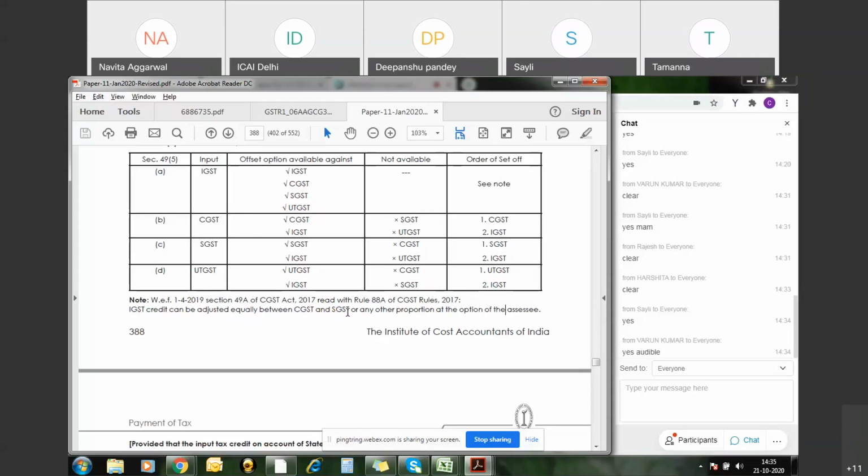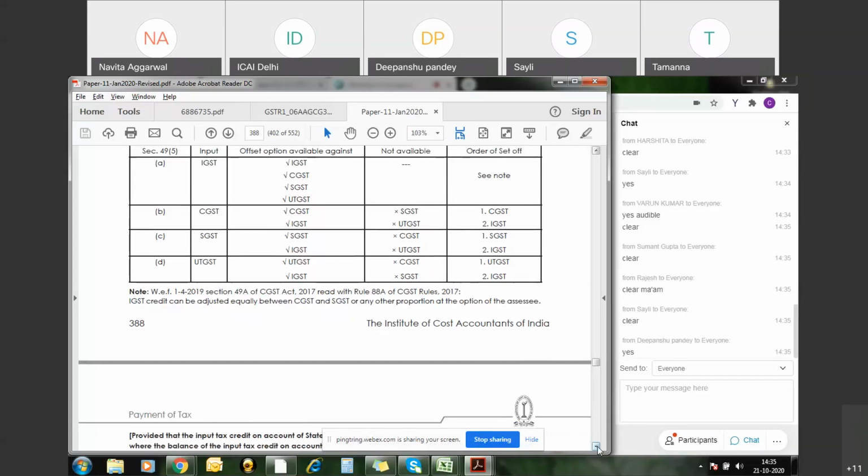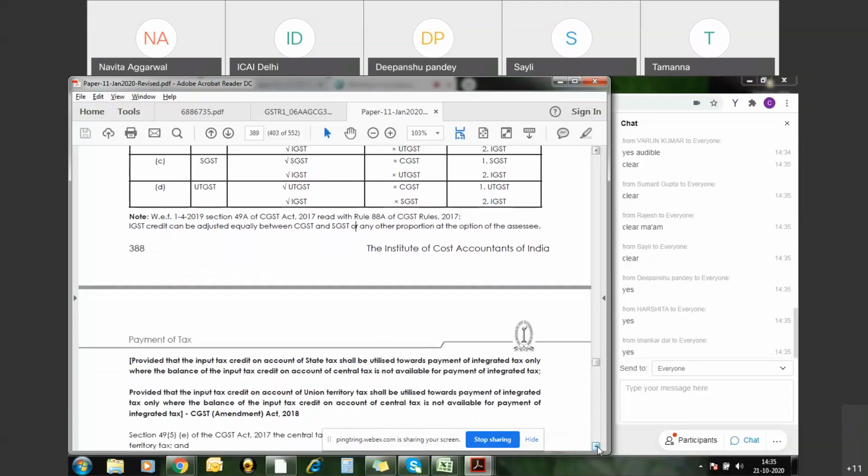We will see how this has been utilized. Hope the first set is clear. Please others also confirm. Okay, thank you. I can move ahead. The table itself is a very clear depiction.